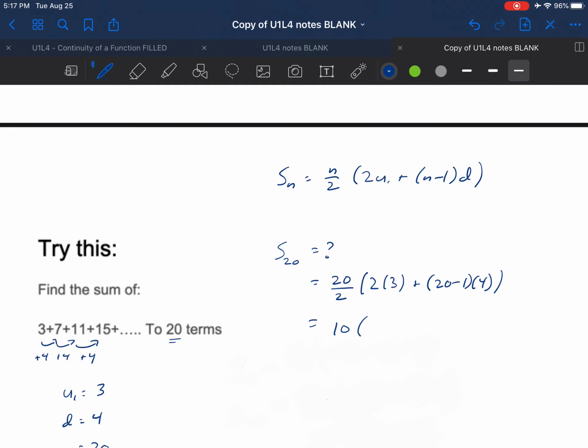So this turns into 10 times 6 plus 19 times 4. 19 times 4 I believe is 76. That's 80 minus 4. So we get 10 times 6 plus 76, which is 82. So the total is 820. All right, there we go.